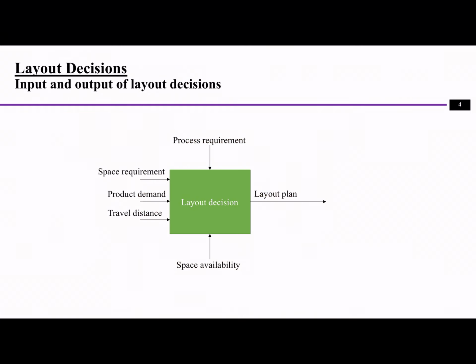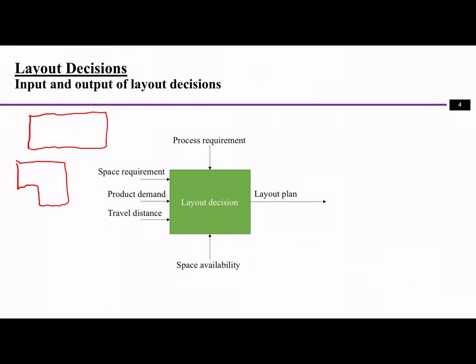All right, next let's look at what the inputs and outputs of the layout decision are. In order for us to make a layout decision or come up with a layout plan, what information do we need so we can take care of all the factors that are affecting the plan? Well, first, we have to know the availability of the space. For example, a lot of times the shop floor is a rectangular shape, but sometimes we can get a shop floor of a different shape.